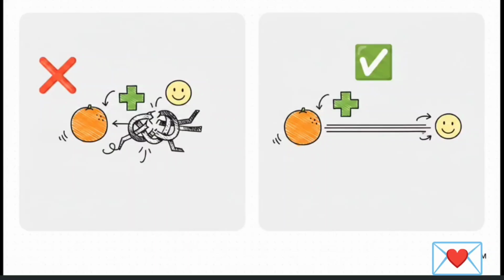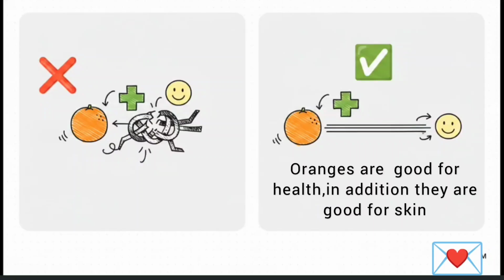So what happens when you use the wrong tool? Well, let's look at this incorrect example. Oranges are good for health. However, they are good for skin. Now, does that make any sense to you? No, definitely not. The word however implies a contrast. But being good for your health and good for your skin are both positive, similar traits. It just creates total confusion for the reader.